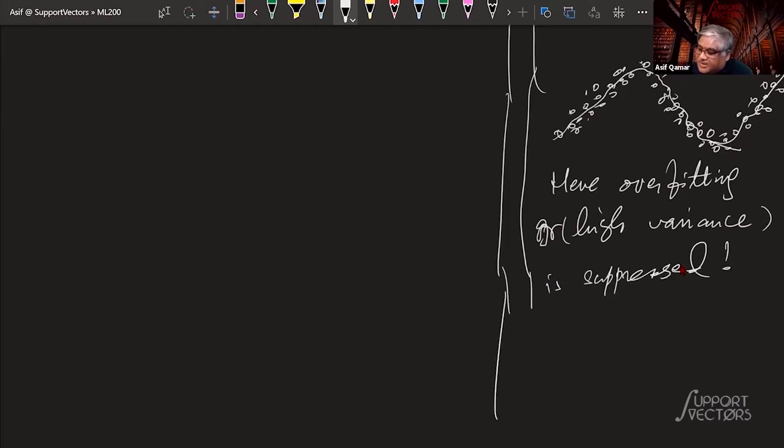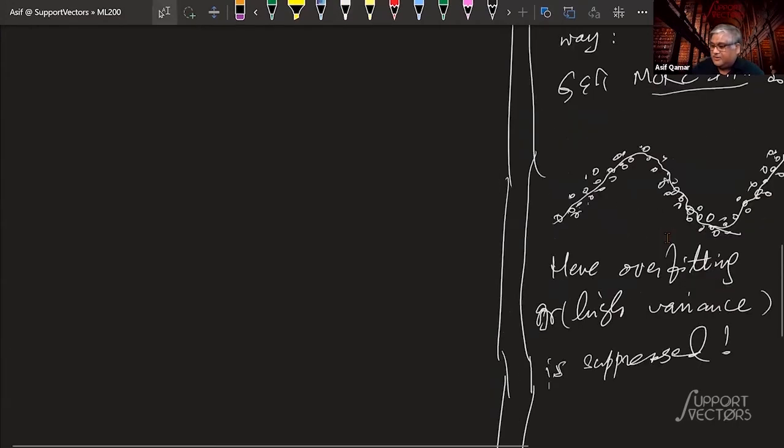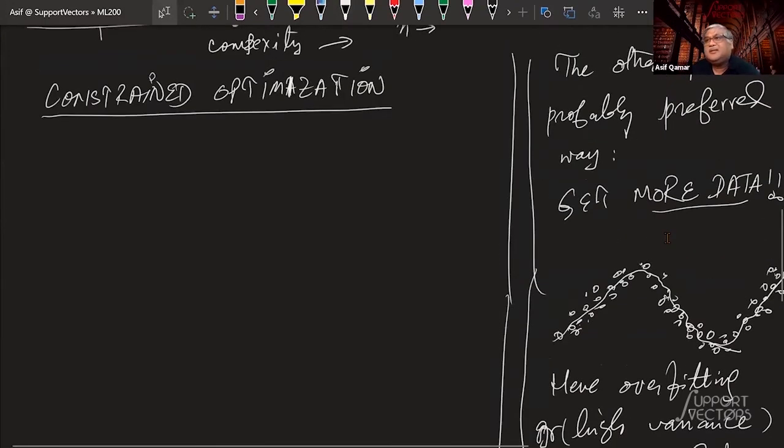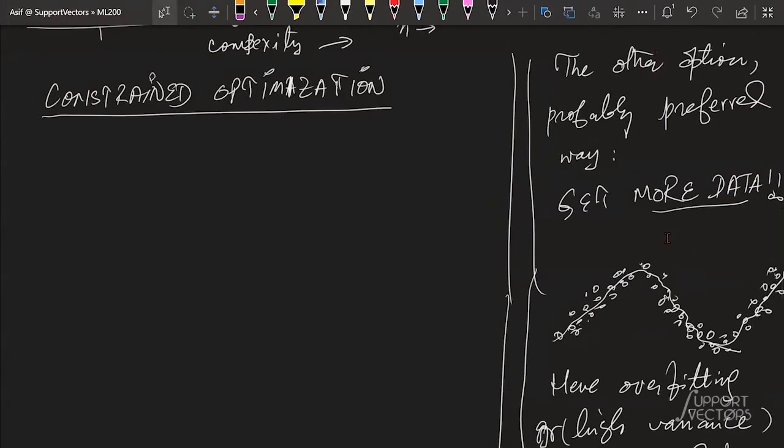So you can, and this is, by the way, the preferred way. If you can get more data, then do it. So what is the catch here? Why not just use more data? Why develop a whole new theory of regularization and so forth? Can somebody guess? It can be expensive to get data.